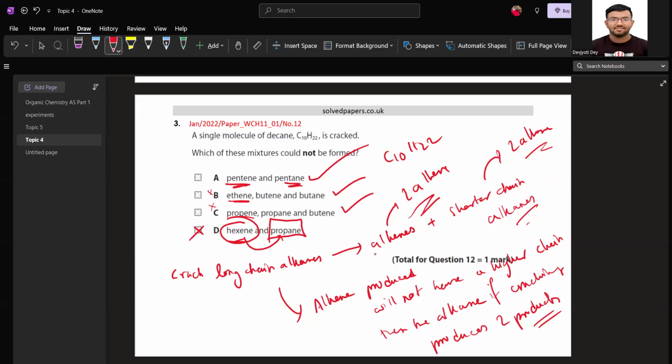All right, did you understand how you will identify the combination? The combination is pretty simple. In most cases, two alkenes and two alkanes are produced. In some rare cases, one alkene and one alkane might be produced, but during that time you just need to ensure the alkene produced does not have a longer chain than the alkane. Did you understand? Yes. All right.